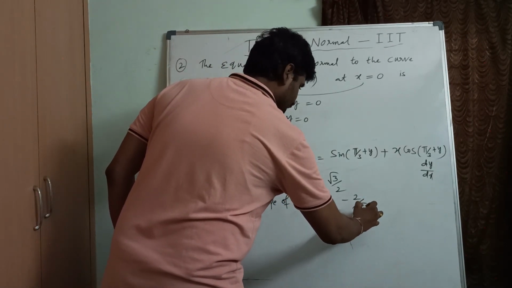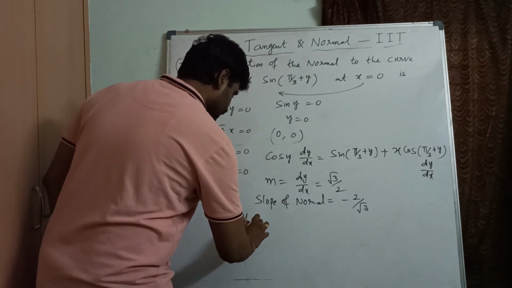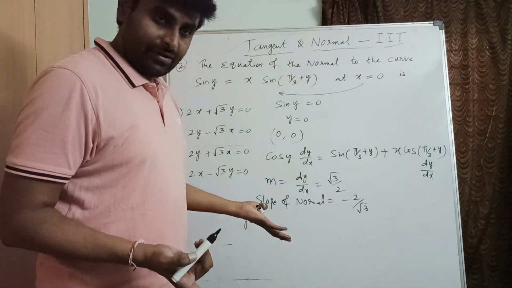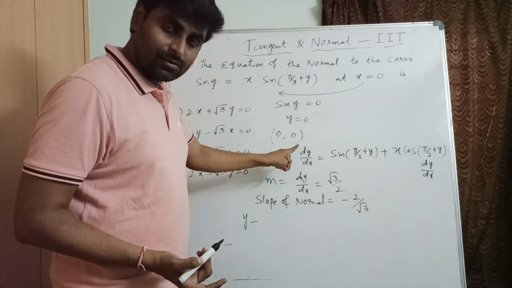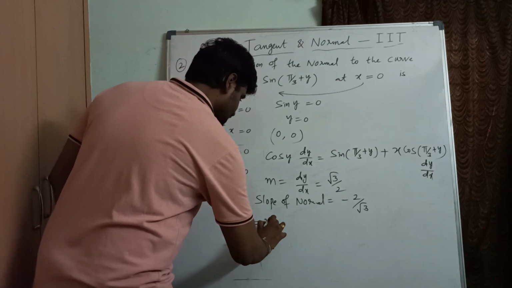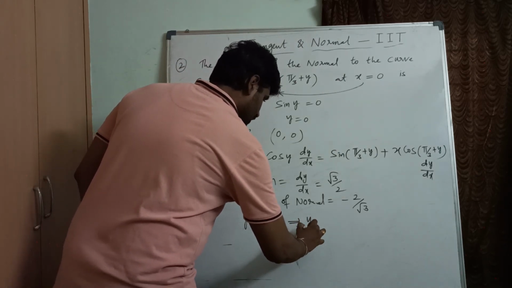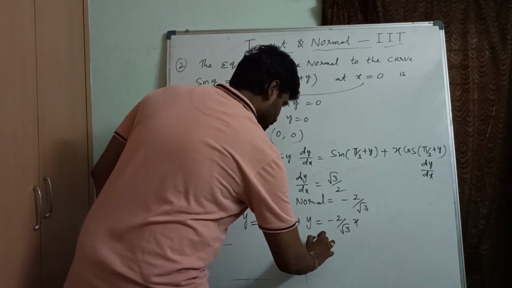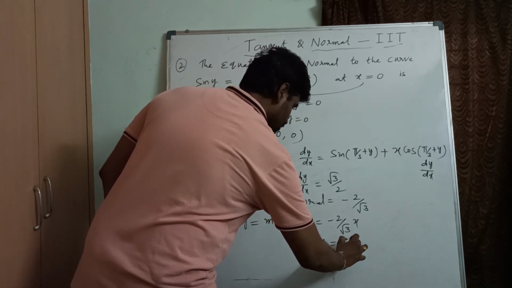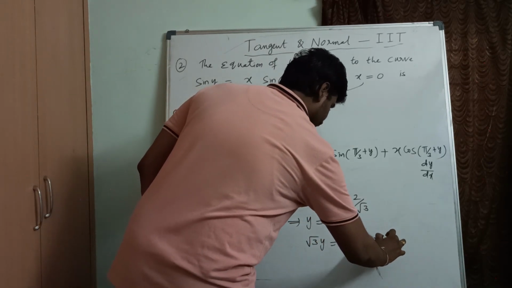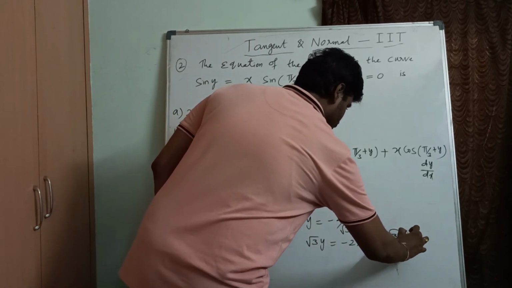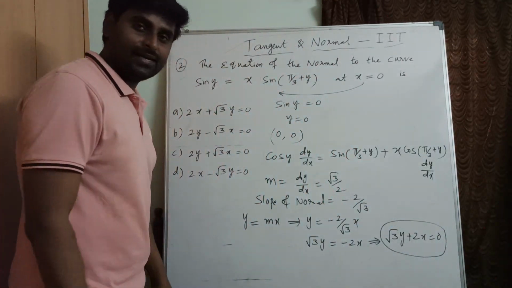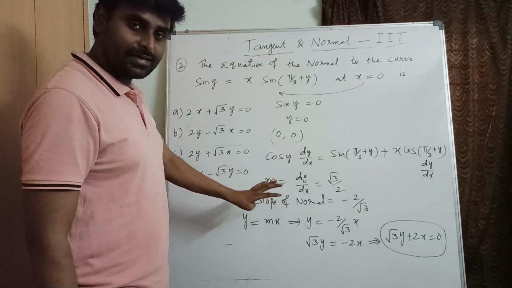Correct? So now let us go for finding the equation of the normal. y minus y1. What is the point? 0, 0. Whenever the point is 0 comma 0, the equation is y equal to mx. Correct? So y equals minus 2 by root 3 into x. So finally root 3y equals minus 2x. So from that what will you get? Root 3y plus 2x equal to 0. So this is our equation of the required normal. Correct? Understood? It's very simple.